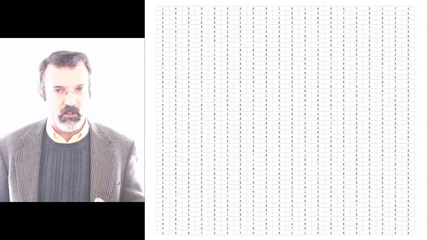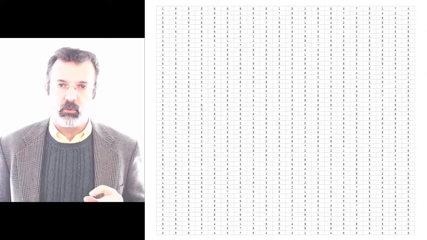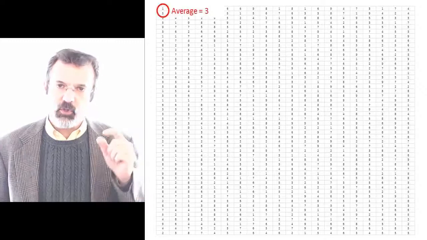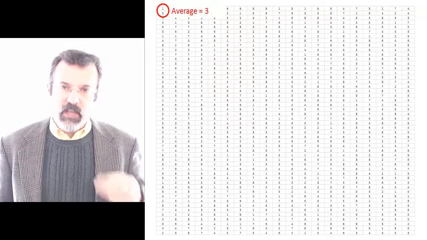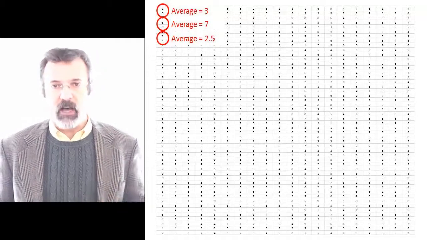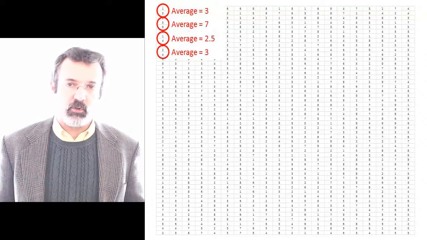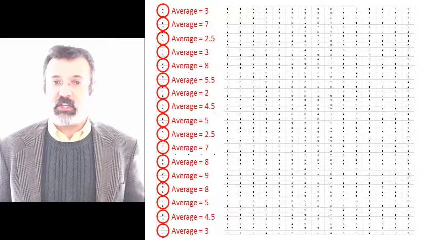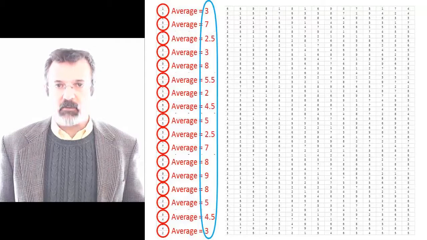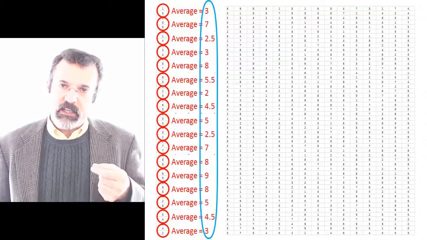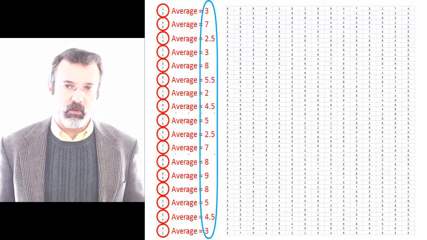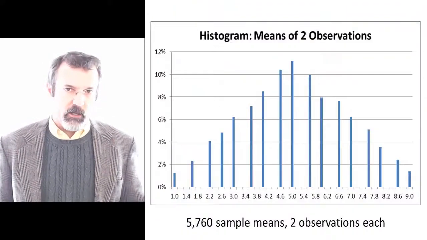Now let's take these 11,520 observations and pair them up in groups of 2. And we'll take the average of each of these pairs of 2 observations. The first 2 observations average to 3. The next 2 observations average to 7. The next 2 observations average to 2.5. The next 2 observations average to 3. And we can continue in this fashion, averaging each of the pairs of observations. In total, we'll have 5,760 averages, each of which is the average of 2 observations of our uniformly distributed random variable.